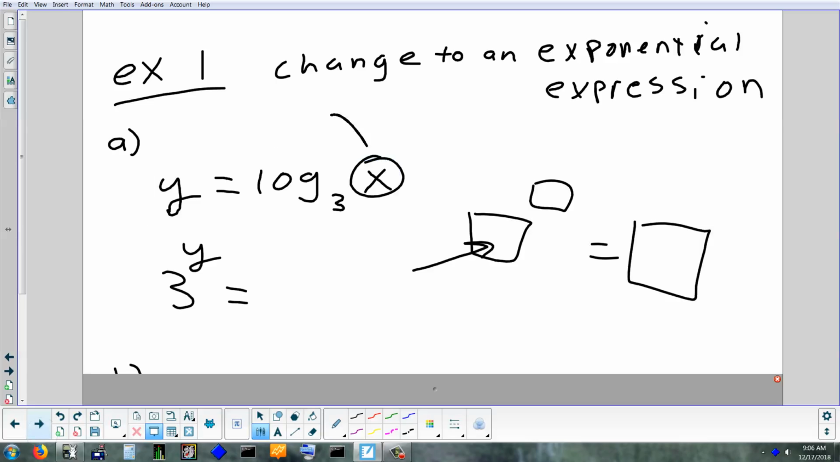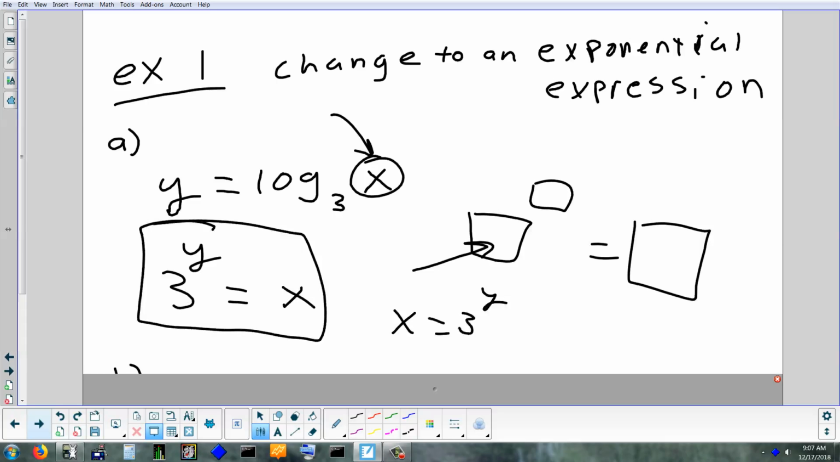So what's this thing called? It's the argument. And what happens if you argue with people? You annoy them. You end up alone on the other side. That's why the argument is alone all by itself on the other side. Now, if you put it like this, it's the same thing: 3 to the y equals x, x equals 3 to the y. That doesn't matter. You just want to make sure 3 is the base, y is the exponent, x is alone.